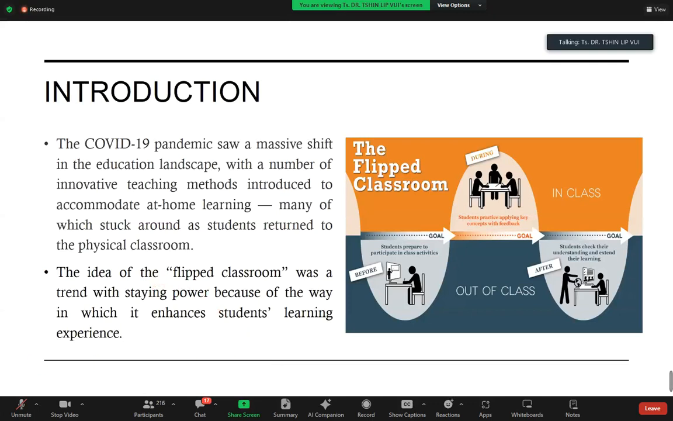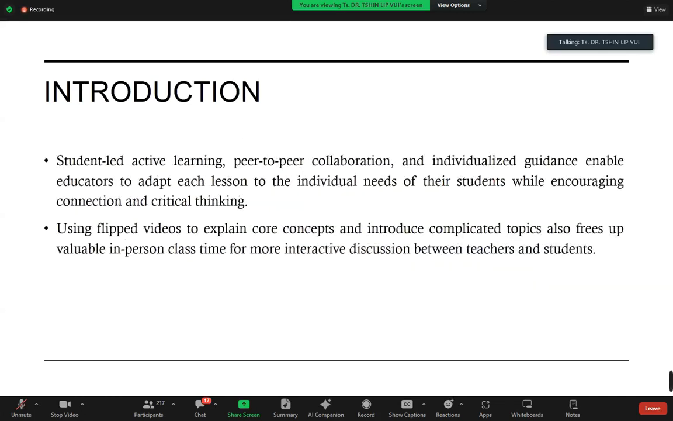And the idea of the flipped classroom was a trend with staying power because of the way in which it enhances the student learning experience. Student-led active learning, peer-to-peer collaboration and individualized guidance enable educators to adapt each lesson to the individual needs of their students while encouraging connection and critical thinking. And using clip videos to explain core concepts and introduce complicated topics also frees up valuable in-person class time for more interactive discussion between teachers and students.